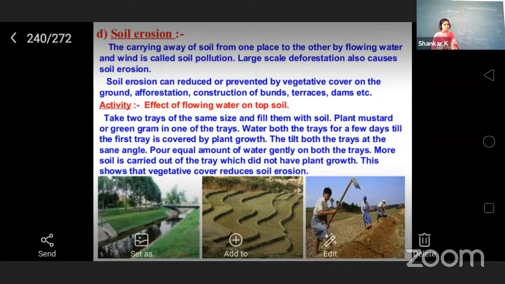So what is this activity? When the soil is covered by vegetation, this reduces soil erosion. Dry soil, on the other hand, makes soil erosion. You can see the picture where green plants are grown, that is vegetative covering, and you can see the dry land, which shows soil erosion.